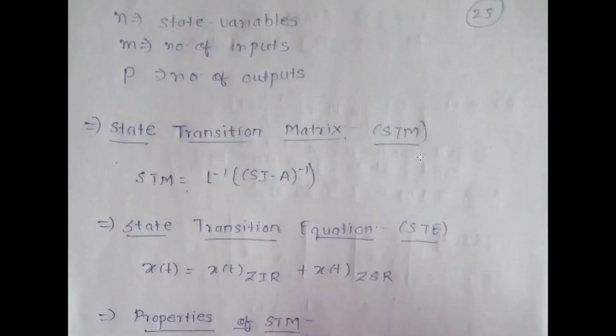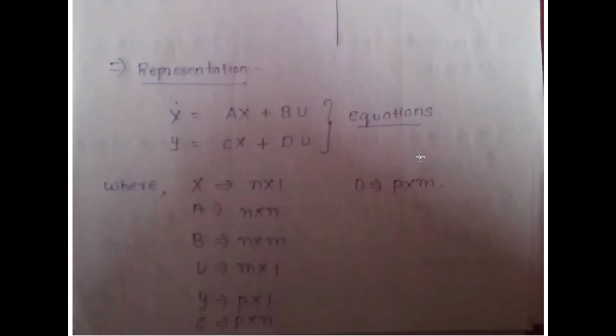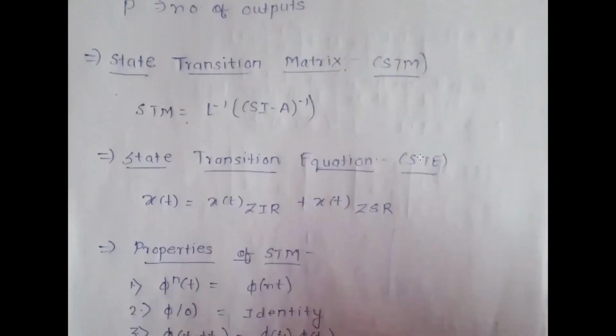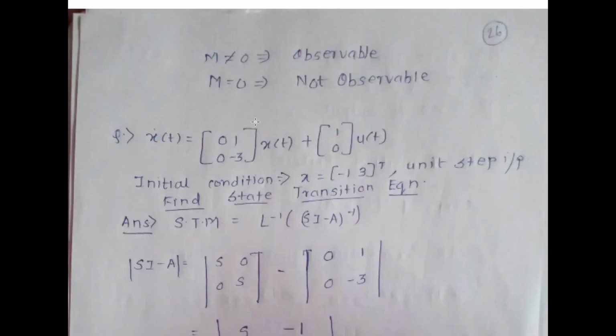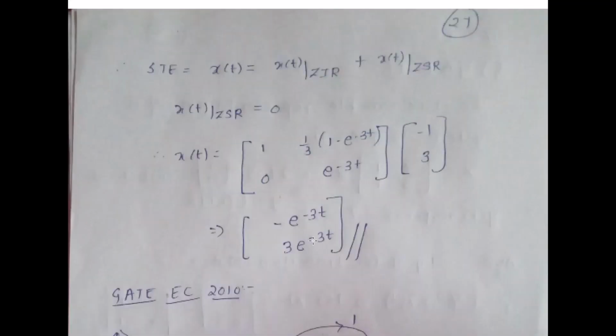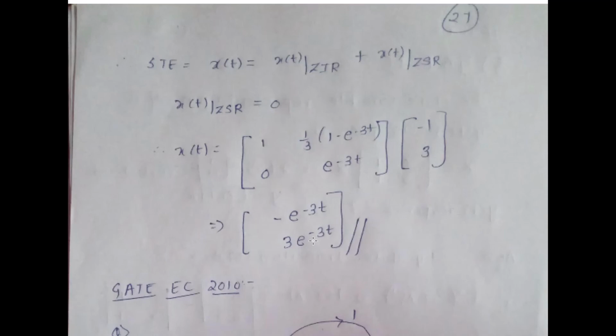As I always keep on saying, remember these equations very well. X dash is equal to Ax plus Bu, y is equal to Cx plus Du. Because if any equation is given to you, you should be able to find out the terms in that, that is A, B, C, D. So the state transition matrix is Laplace inverse of (sI minus A) inverse, and the state transition equation is given as Laplace inverse of (sI minus A) inverse into your initial conditions, and try to find out the answer. So this is very important.